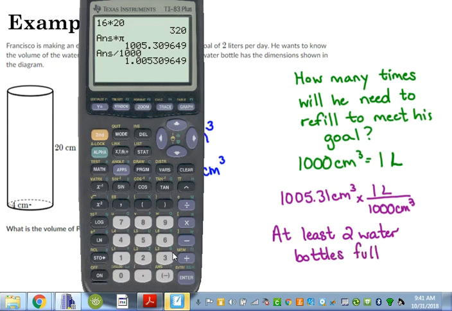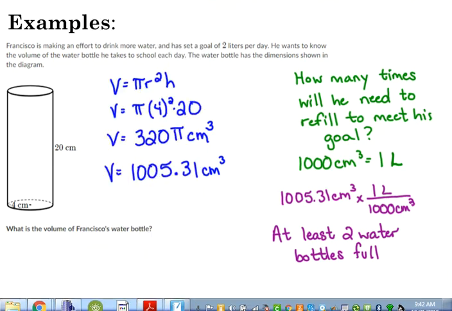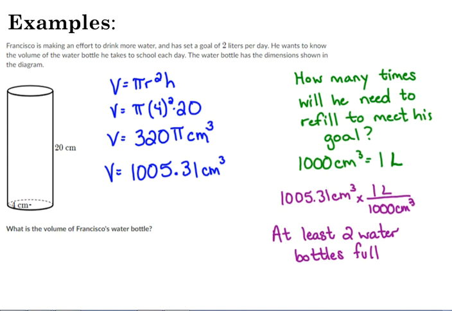He'll need to drink just a little bit extra to truly reach that 2 liters, but his water bottle is almost 1 liter. Okay, so this is what the question truly asked. What's the volume of the water bottle? But I added the extension because a lot of times I've seen these problems, they're not just asking you for the volume. They ask you something like this. So you've got to figure out the volume, but then you have to extend it past that. Any questions?